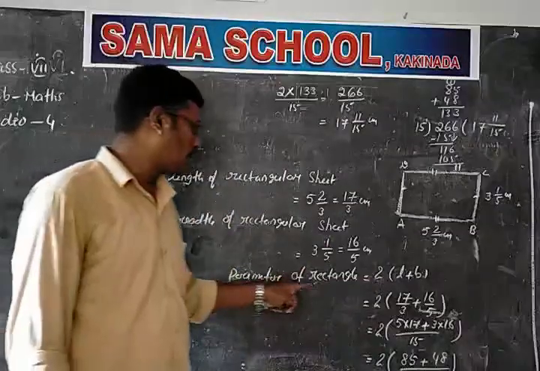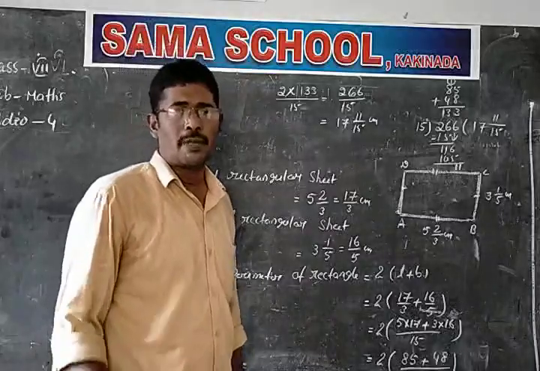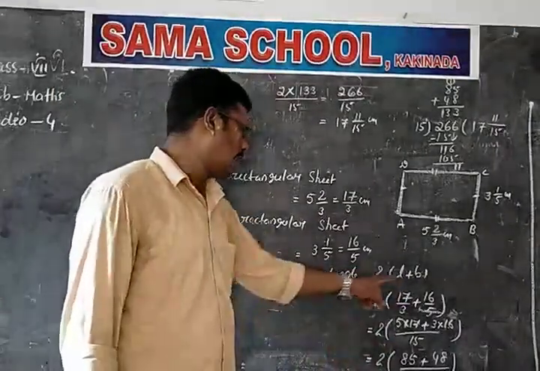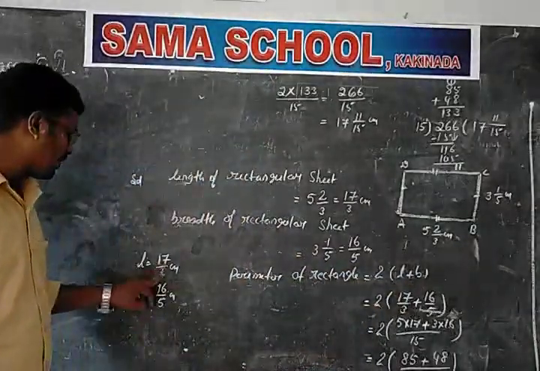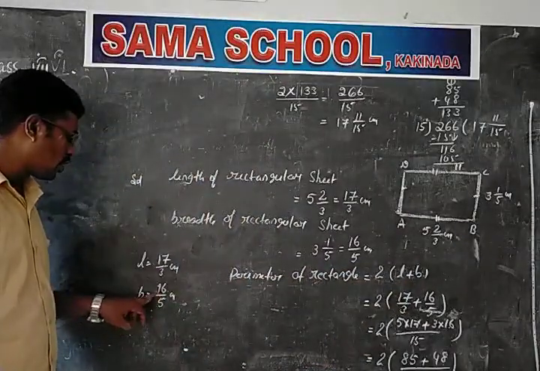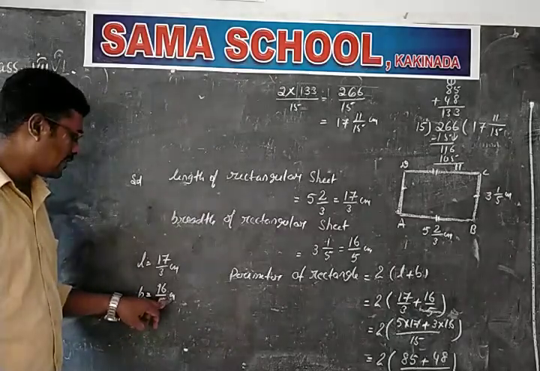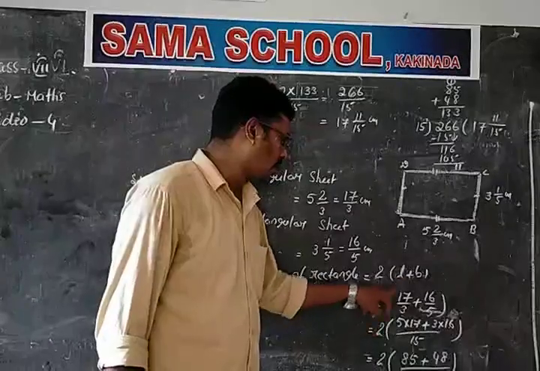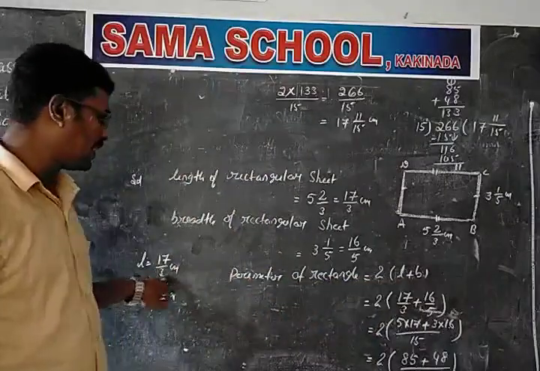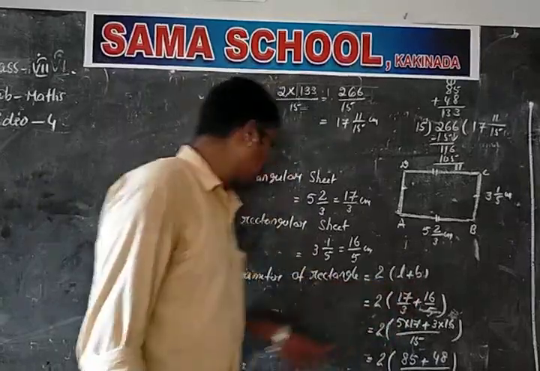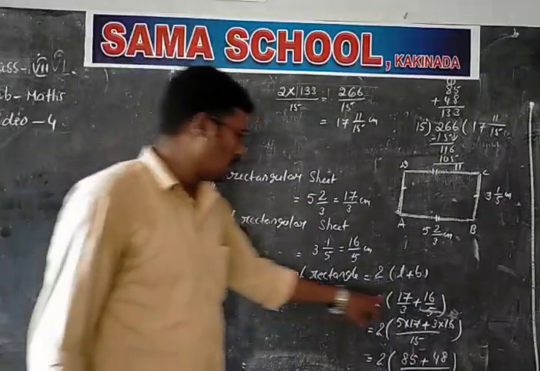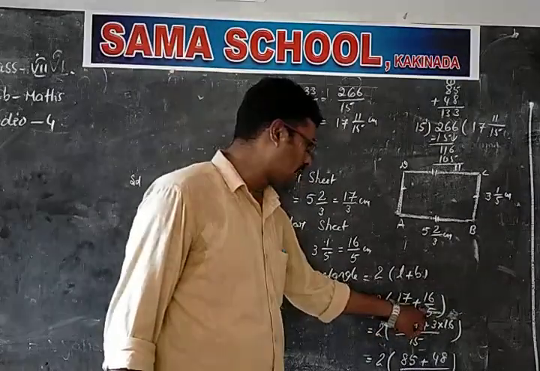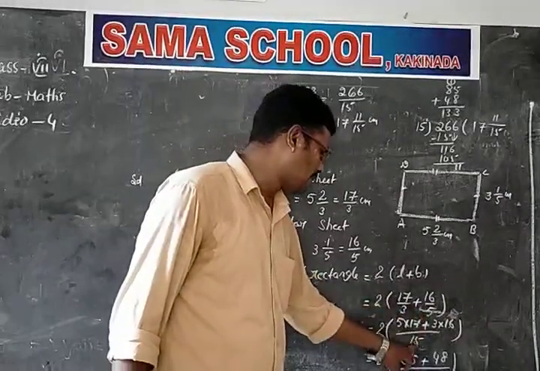Last question, perimeter of the rectangle. Perimeter means the sum of all sides. The formula is 2 into (L plus B). L is equal to 17/3 centimeters, breadth B is equal to 16/5 centimeters. Substituting in the formula, 2 into (17/3 plus 16/5). These two are unlike fractions. Find the LCM. 3 times 5 is 15.